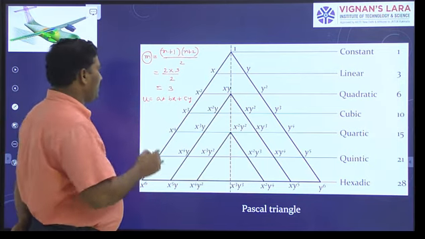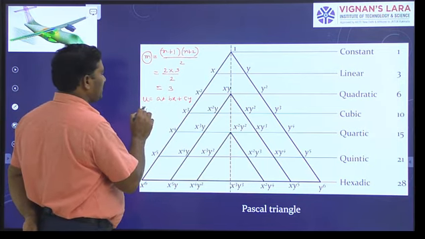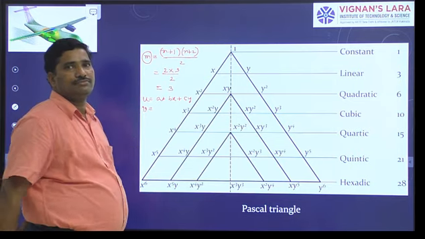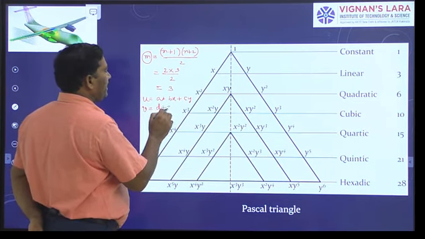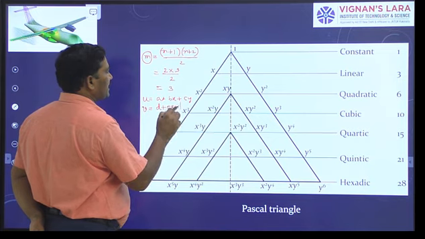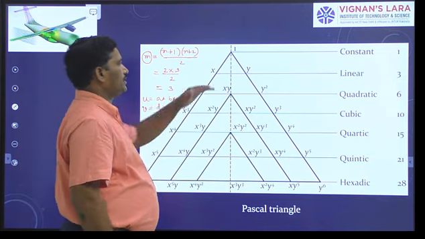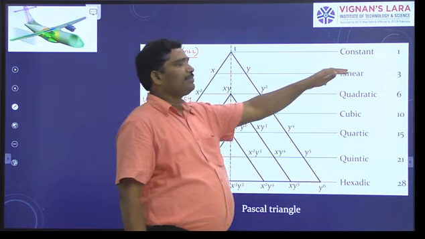Another displacement v of variables x and y, v equals to, now d plus e into x plus say f into y. This is how you get it. Then you get a linear polynomial.